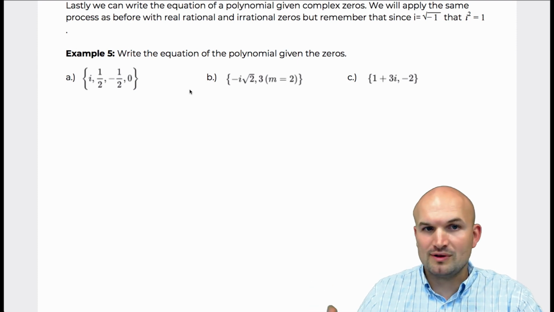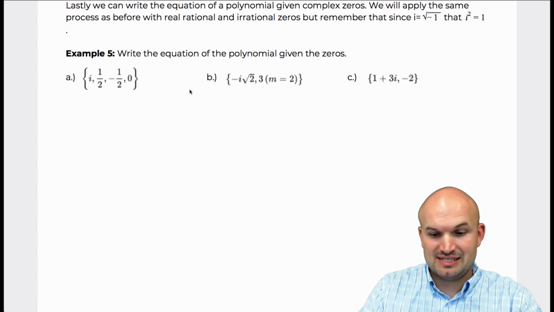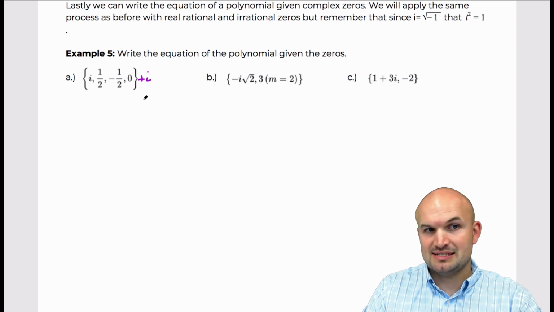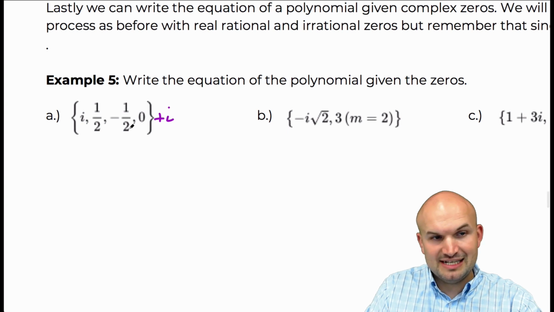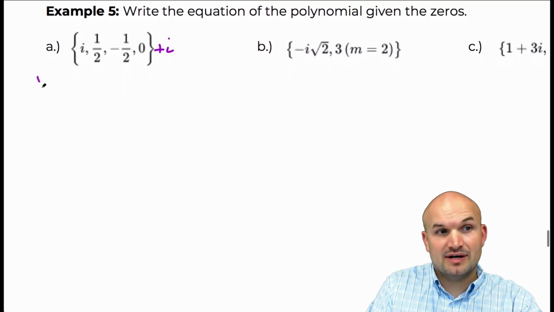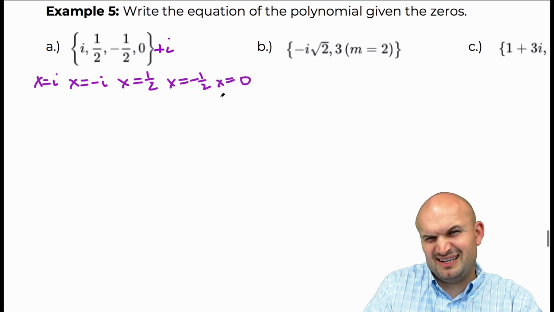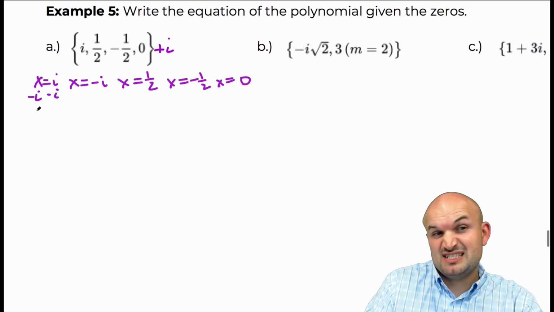The important thing I want you to take away from this is to remember that the complex conjugate needs to exist. So even though I have i here, remember that positive i must exist. For each of these, you can set each zero equal to x: x equals i, x equals negative i, x equals 1/2, x equals negative 1/2, and x equals 0. Usually for the next one I'm going to skip this step, but remember, to determine the zeros you just set them equal to 0 to solve.